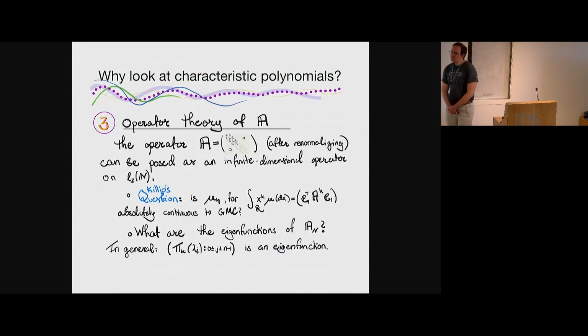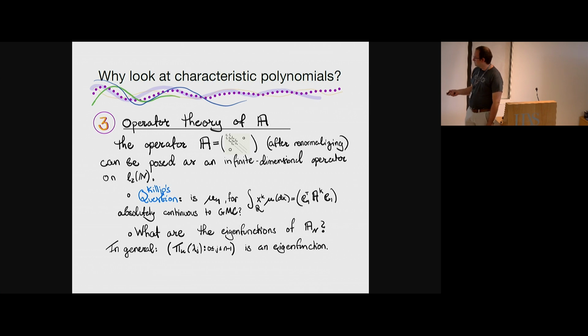I'll just pose one other reason you might want to look at characteristic polynomials for this model, and it's the operator theory of the infinite model. So if you want to establish properties of what this operator does, one way to approach it is by watching this evolution of characteristic polynomials. The characteristic polynomials have some relation to eigenfunctions or almost eigenfunctions of this A. So you can try to extract spectral information about the infinite operator by developing characteristic polynomial approximations of the finite one.